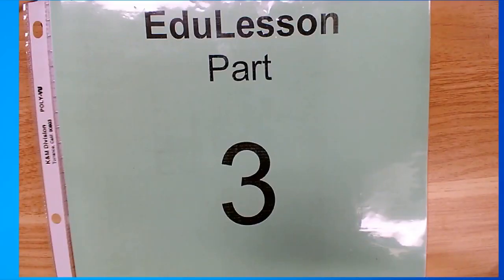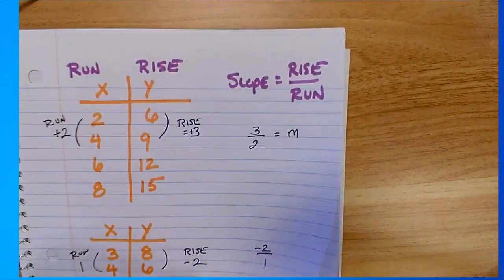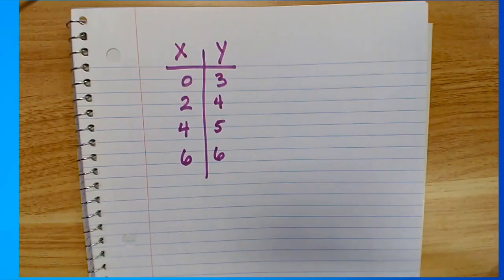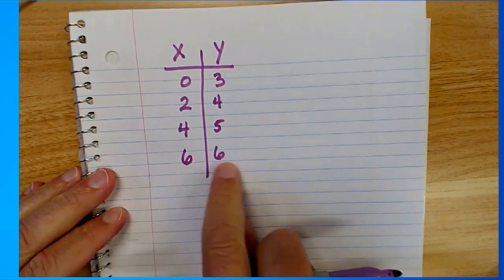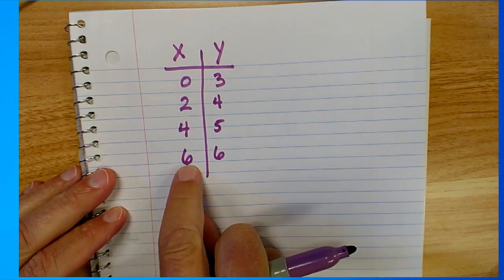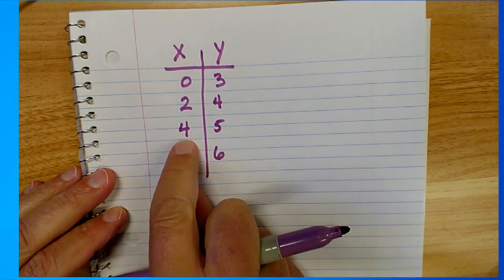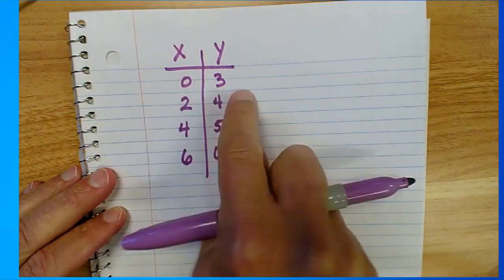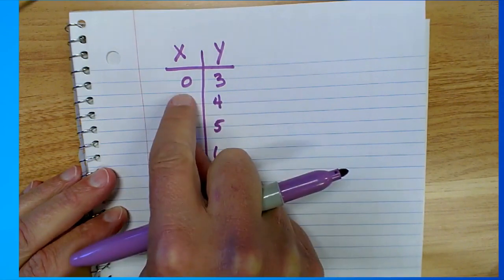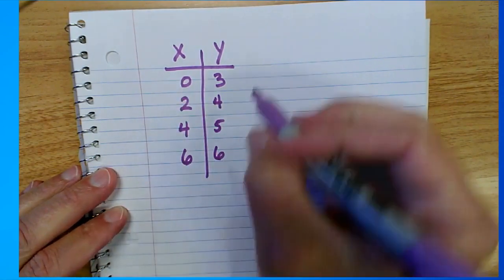All right, part 3 of this edu lesson is how to find the y-intercept from the table. So here is a table. The y-intercept occurs when x is 0. Is this the y-intercept? No, because x is not 0. Is this the y-intercept? No, because x is not 0. Is this the y-intercept? No, because x is not 0. Is this the y-intercept? Yes. It's the y-intercept because x is 0.